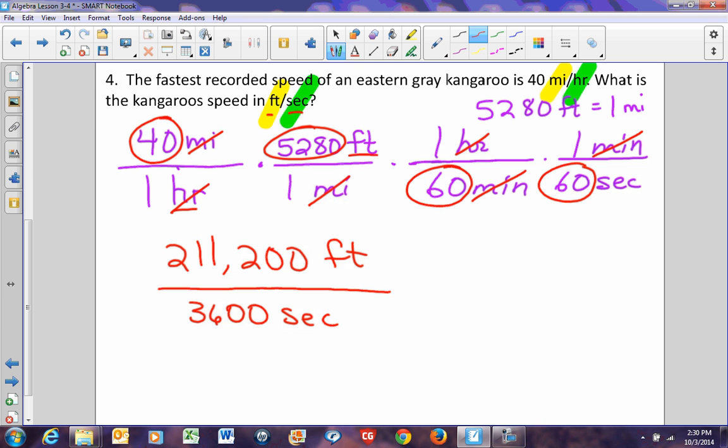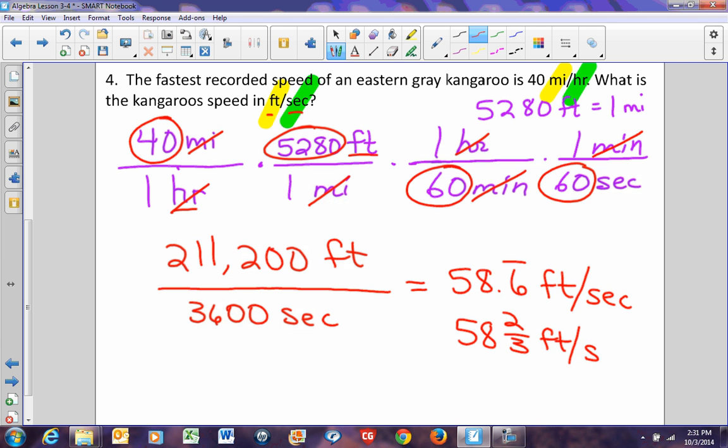But I don't need to know how many feet I can do in 3,600 seconds. I need to know how many feet I can travel in 1 second. So I'll take 211,200 divided by 3,600, and I will get 58.6 repeating on my calculator, feet per second, or to be exact, 58 2/3 feet per second. So an eastern gray kangaroo can go 58 2/3 feet in 1 second. That's really fast.